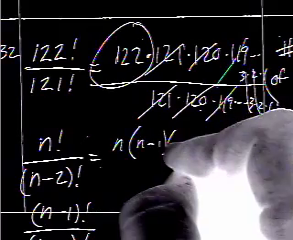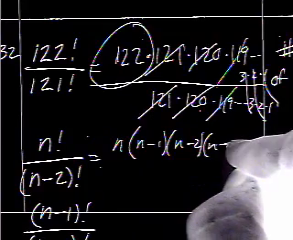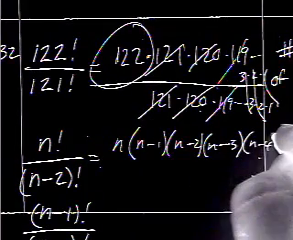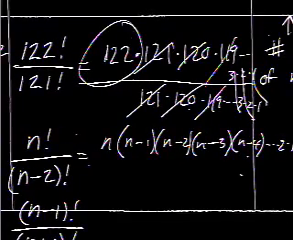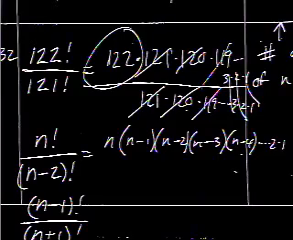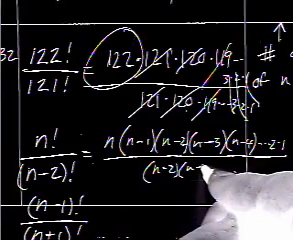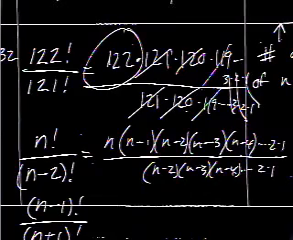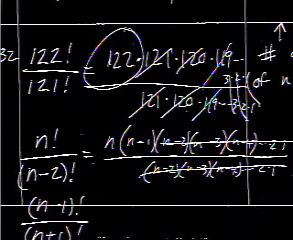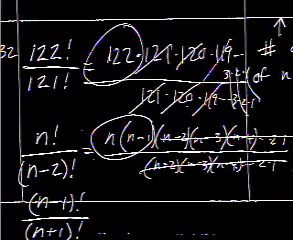All right, so what about this? I've got n times n minus 1 times n minus 2, dot, dot, dot. Oops, sorry. n minus 3, n minus 4, dot, dot, dot, all the way down to 3, 2, 1. What do you got on the bottom? n minus 2, n minus 3, n minus 4, all the way down to 3, 2, 1. Anything cancel out? Sure, a ton of stuff does. The only thing left is n times n minus 1. That's it.